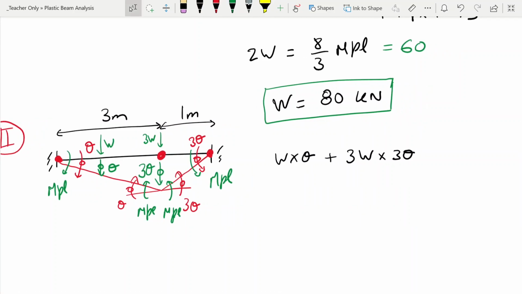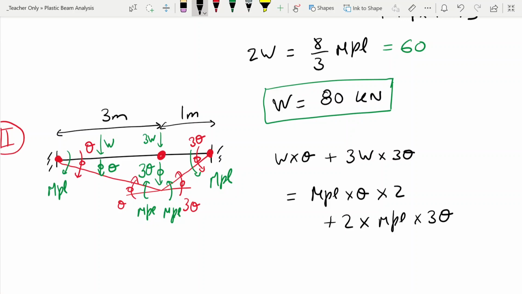Now in terms of moments, we have one moment that is MPL times theta, and I'm going to multiply by 2 to account for this one as well. So we have this one here, and then we have this one here. So that's times 2. And now I'm going to take the other one, which is also times 2, so plus 2 times, and this should be MPL times 3 theta. This accounts for the other ones.